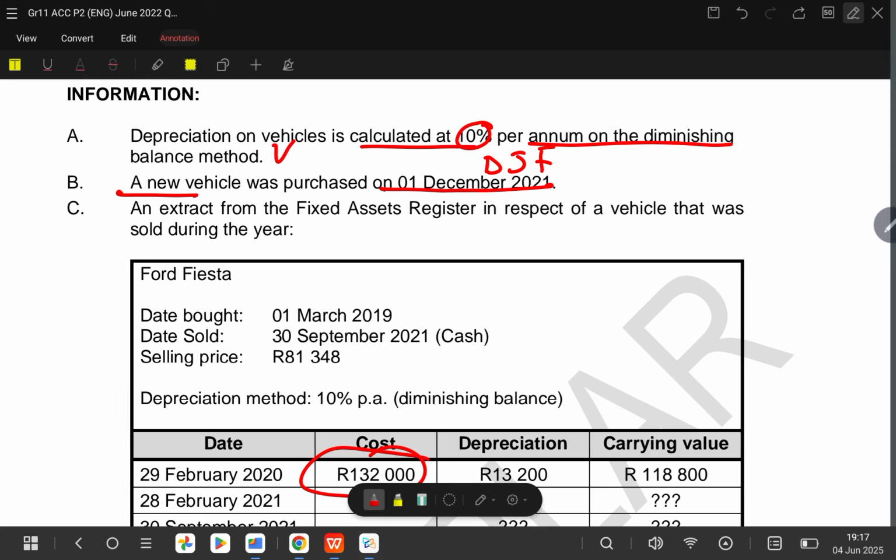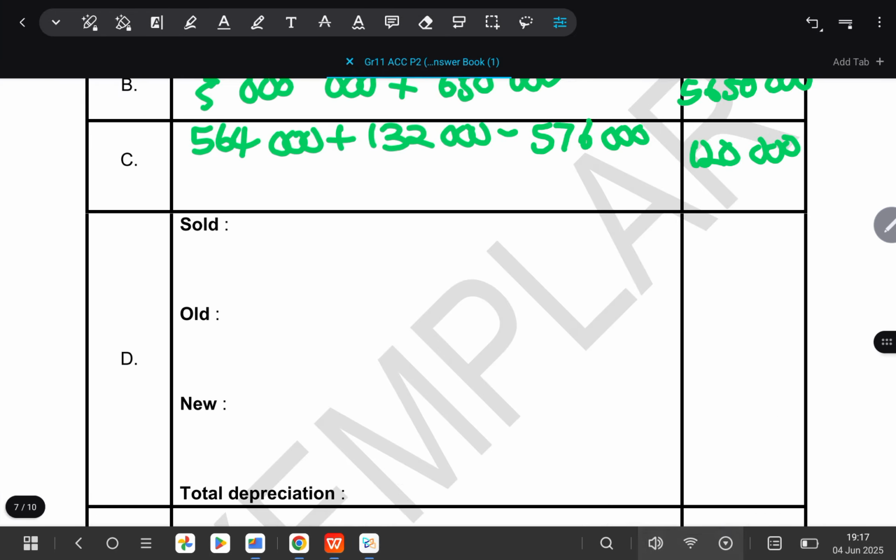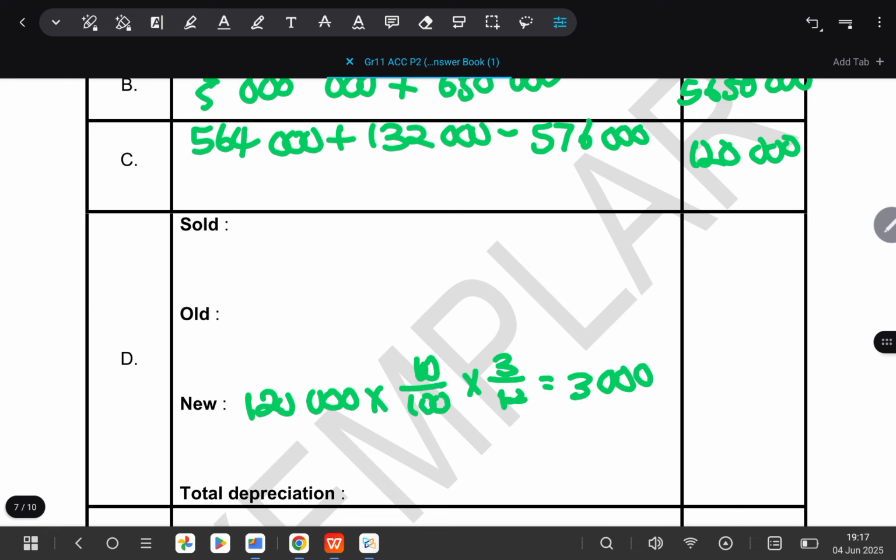So when you calculate for the new one, we are going to say 120,000 multiplied by 10 over 100, and then we multiply by 3 over 12, and then we see how much it's going to give us. So let's see, 120,000 multiplied by 10 divide by 100, and then multiply by 3 divide by 12, it gives us 3,000. So it means the depreciation of the new one is 3,000.